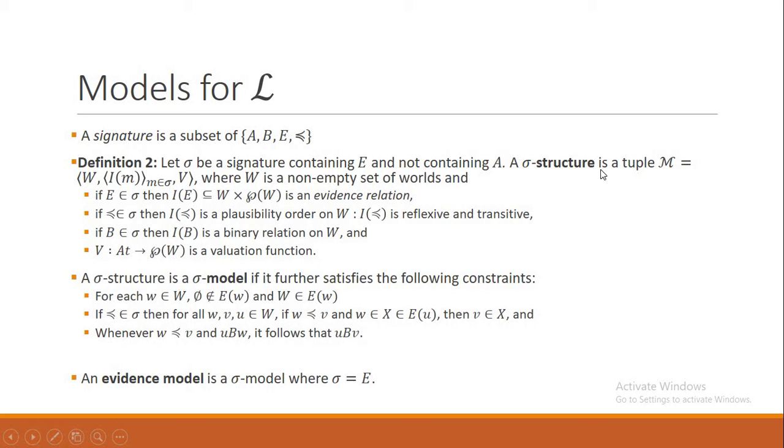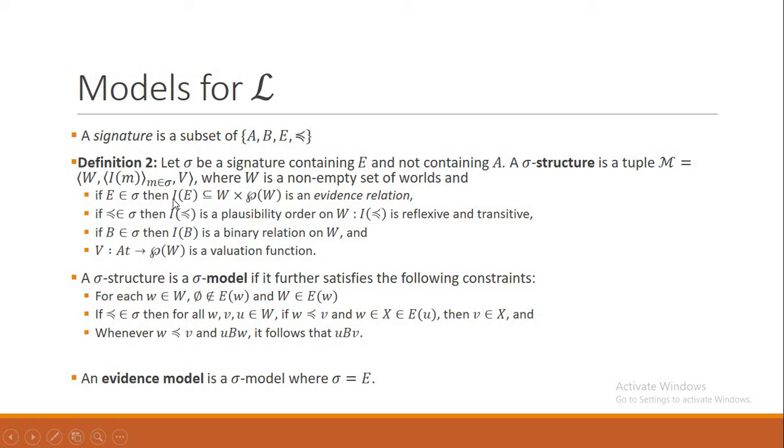Now a sigma structure is a tuple M that consists of W, a non-empty set of worlds, a list of I of m, where m is one of our modal operators, and I of m is just the interpretation of the symbol. From here on forward, after this definition, we will omit the use of the function I. When we want to talk about the interpretation of a relation symbol of one of our modal operators, we won't say I of E from here on forward. We'll just say E. And from context, we will usually be able to tell whether we mean the symbol or the relation. And V, which is, as we will see, the evaluation function.